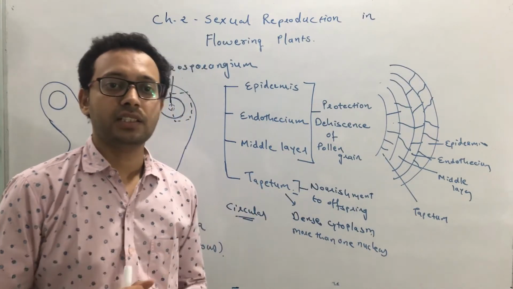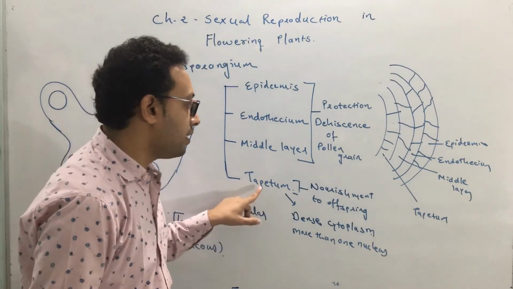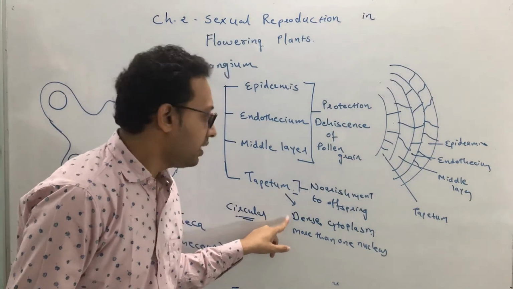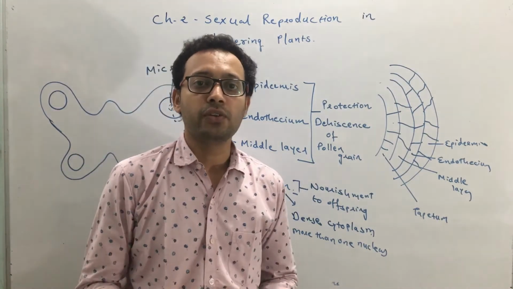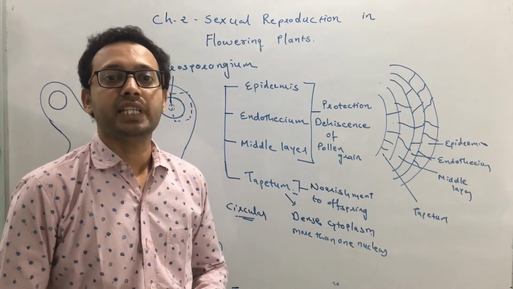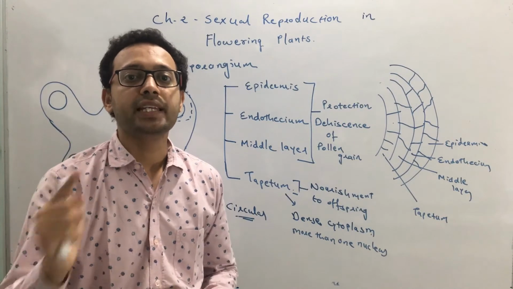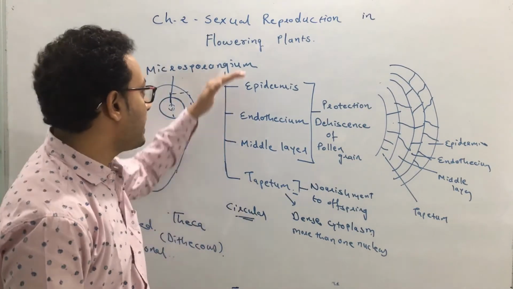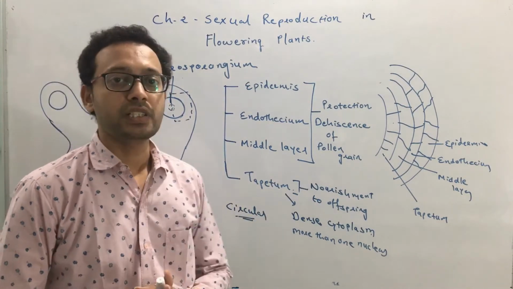So what are the characteristics of the cells of a tapetum? The cells of tapetum have dense cytoplasm and more than one nucleus. Usually two nuclei are found. So you can say that the tapetum cells are binucleate, meaning they contain two nuclei. Okay. So these are the characteristics of a microsporangium.